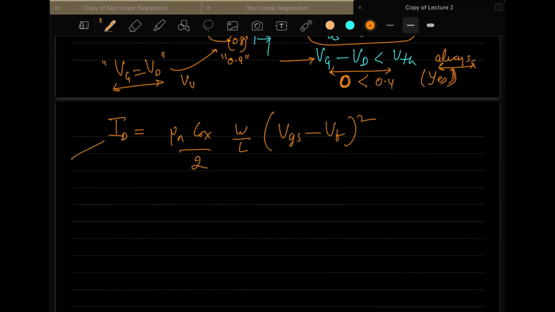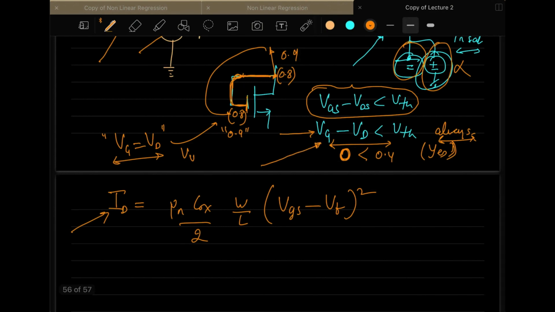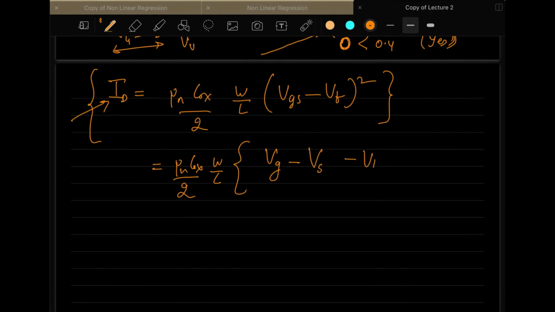And why am I writing this? Why am I not writing the triode equation? The reason is I have already proved here that this transistor is always in saturation. So we will have the saturation drain current, given like this. It will be Vg minus Vs, where Vs is the voltage that you are applying, minus Vt, whole square.